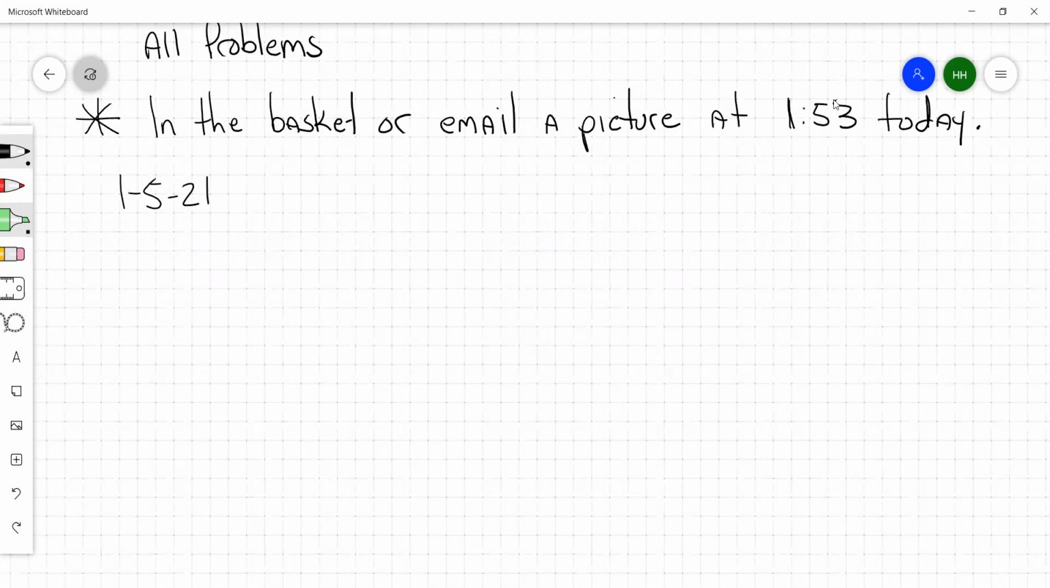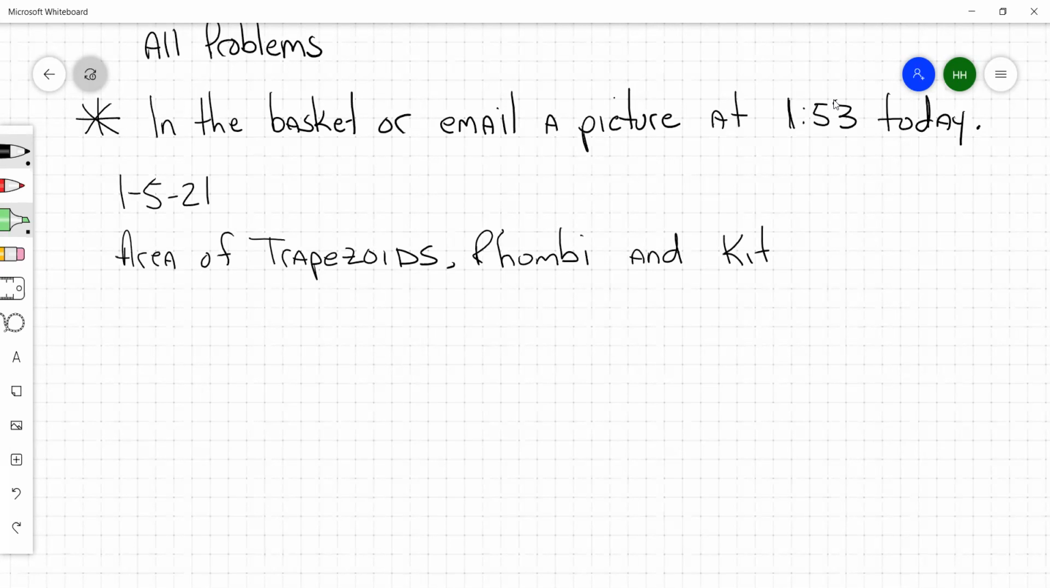All right, today we're going to be finding area of trapezoids, rhombi, and kites. It's an R. Trapezoids, rhombi, and kites.